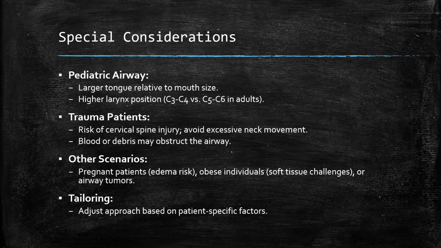Other cases? Pregnant patients might have airway edema from fluid shifts. Obese folks have excess soft tissue, and tumors can distort everything. The point is, one size doesn't fit all. You've got to adapt your plan, maybe use a smaller tube for a child, or stabilize the neck in trauma. Flexibility is key.